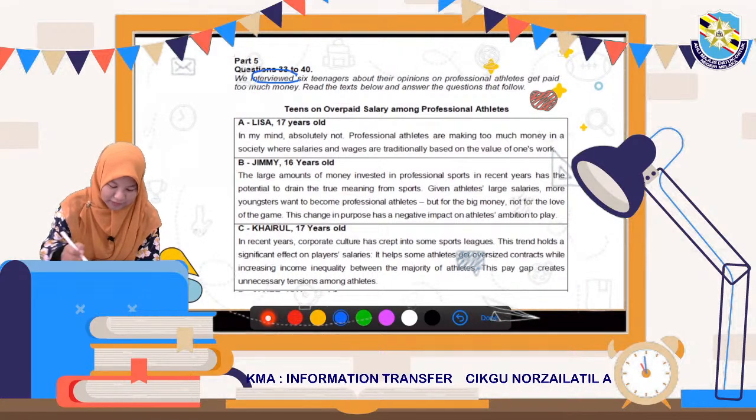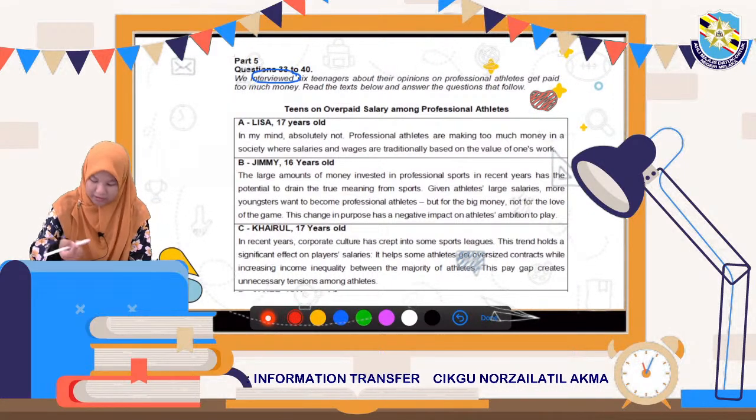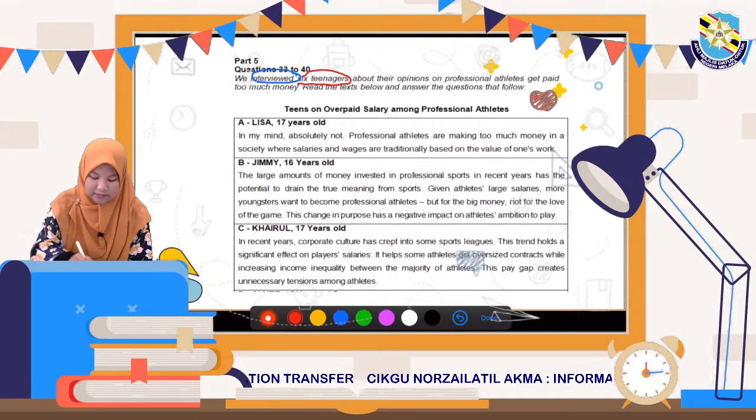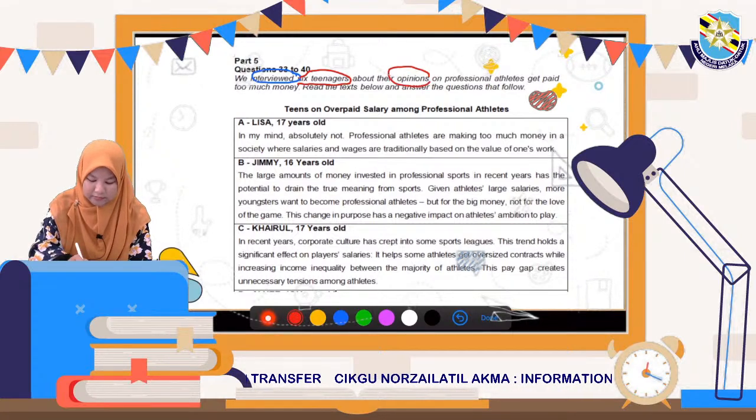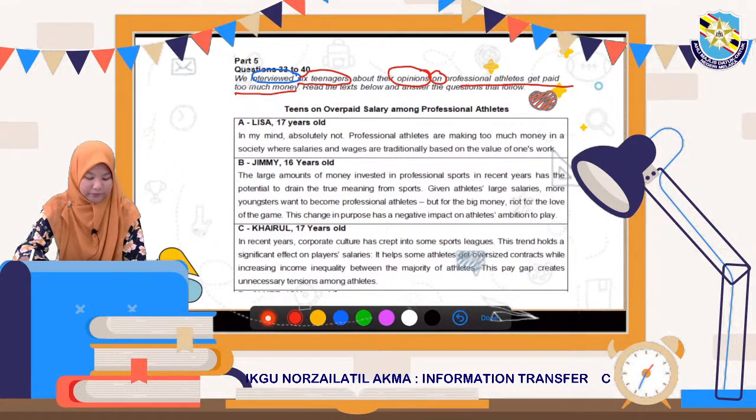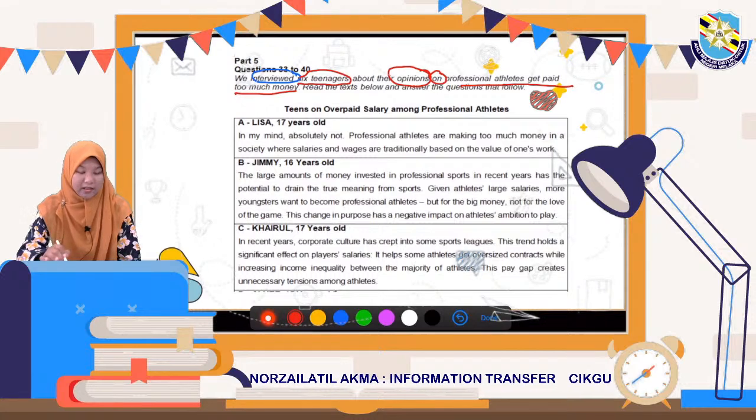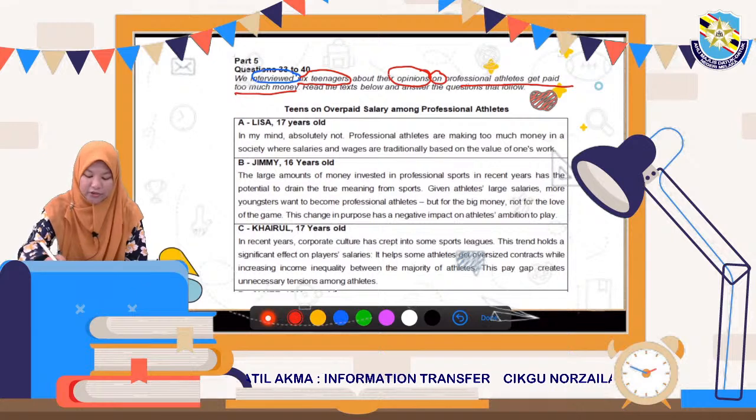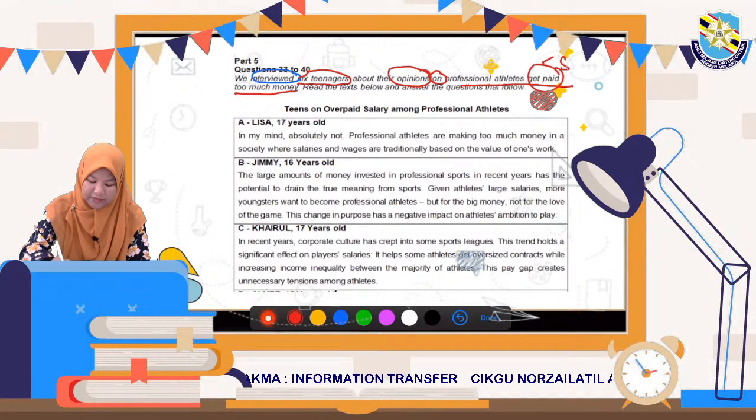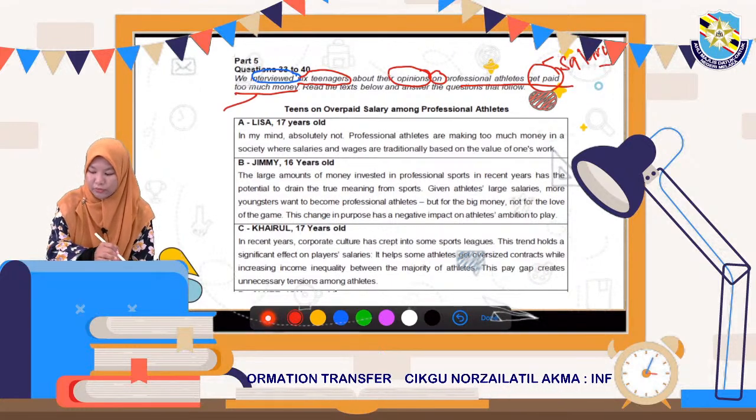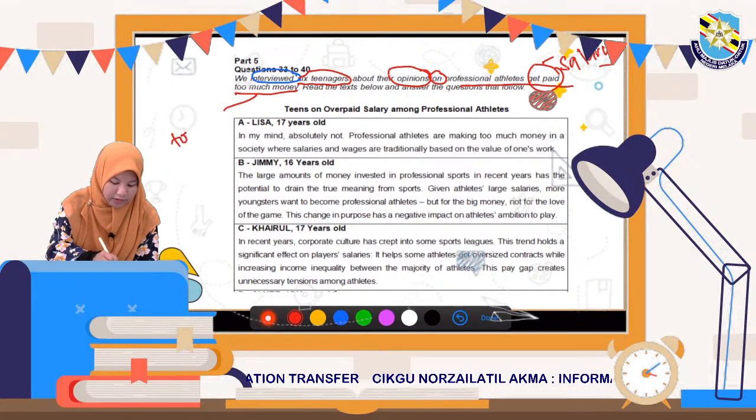We need to identify the keywords. Let me use another colored pen. Interview 6 teenagers, opinion on salary. That will be the keyword. Interview 6 teenagers, give opinion on professional athletes getting paid too much money. Salary. Too much money means too high. Their salary is too high.